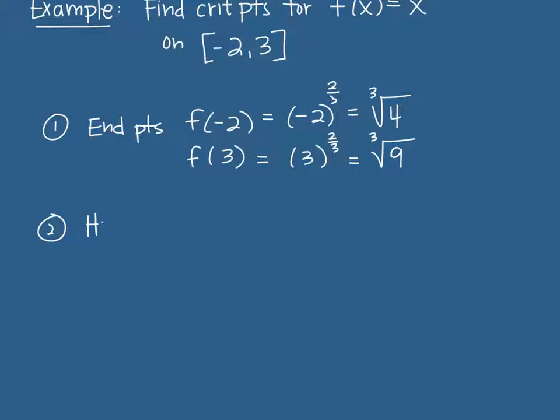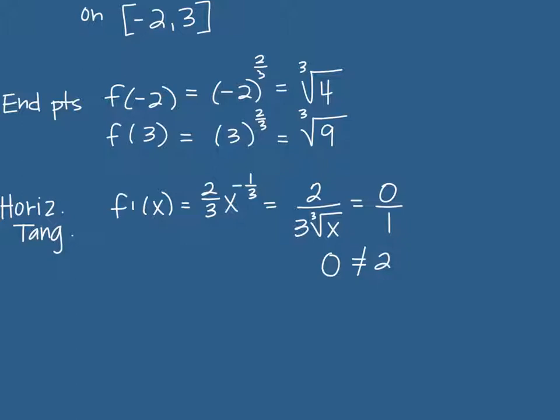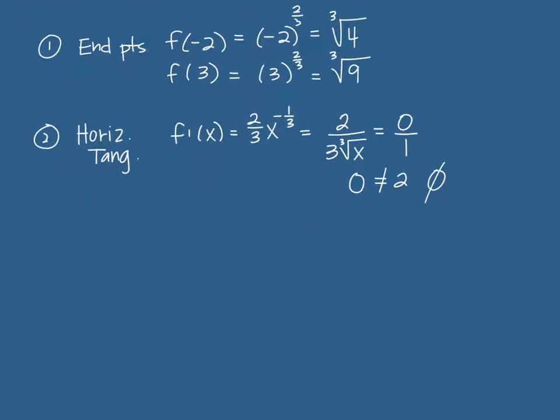Okay, horizontal tangents. We'll take our derivative. f prime: the derivative of x to the 2/3 is 2/3 x to the negative 1/3, which written in a more user-friendly way is 2 over 3 cube root x. I will set that equal to 0, preferably over 1. I'll cross multiply. I get 0 equals 2, which is a false statement, so there are no horizontal tangents.